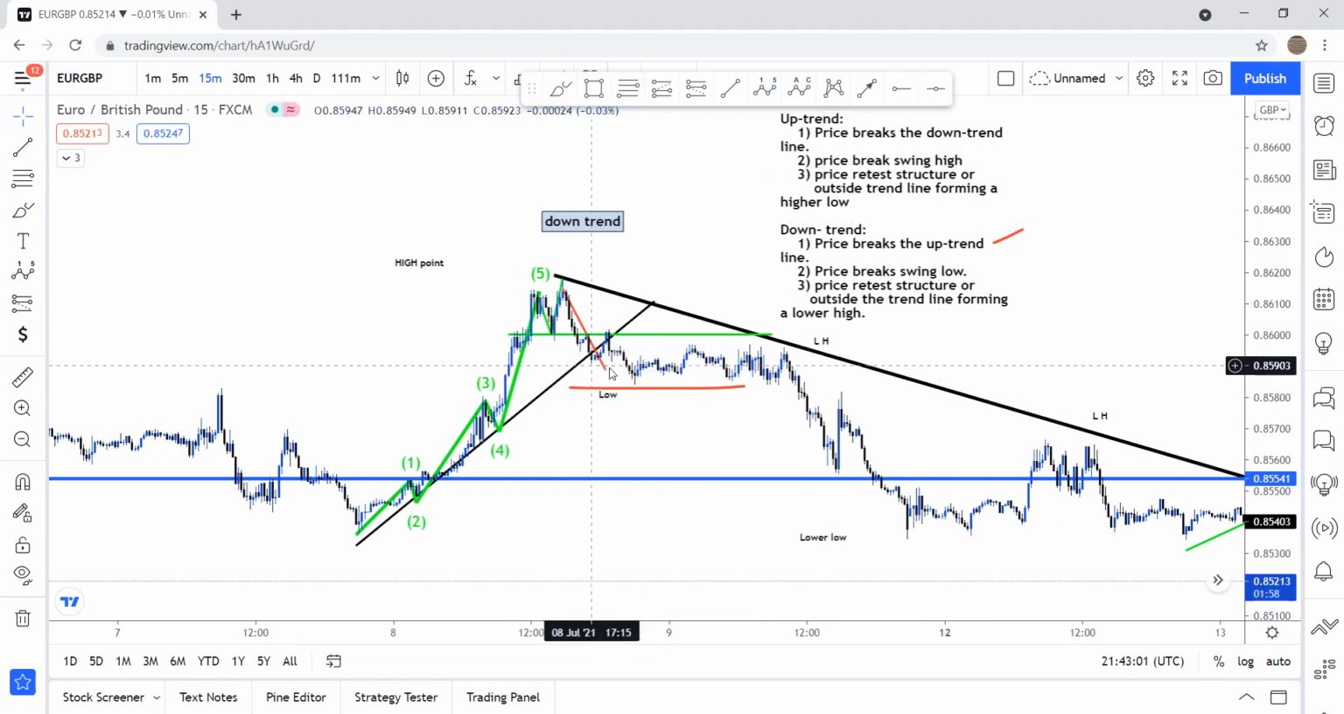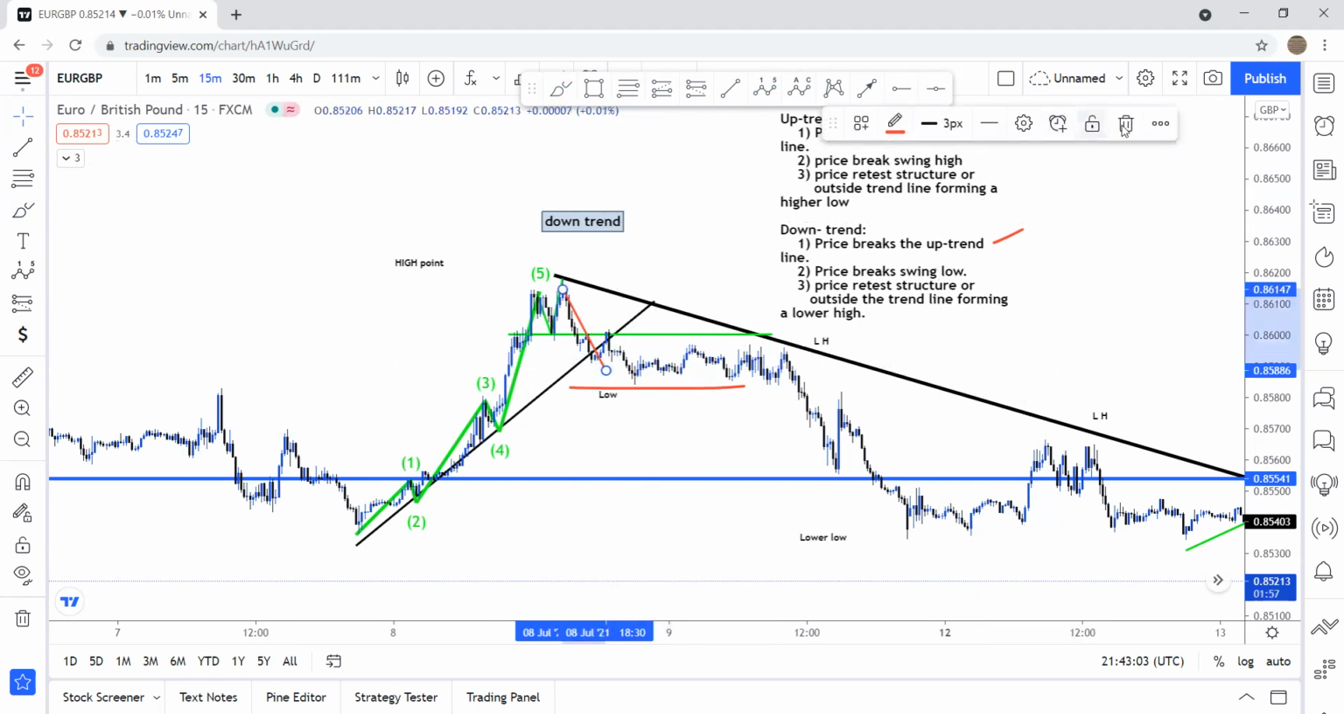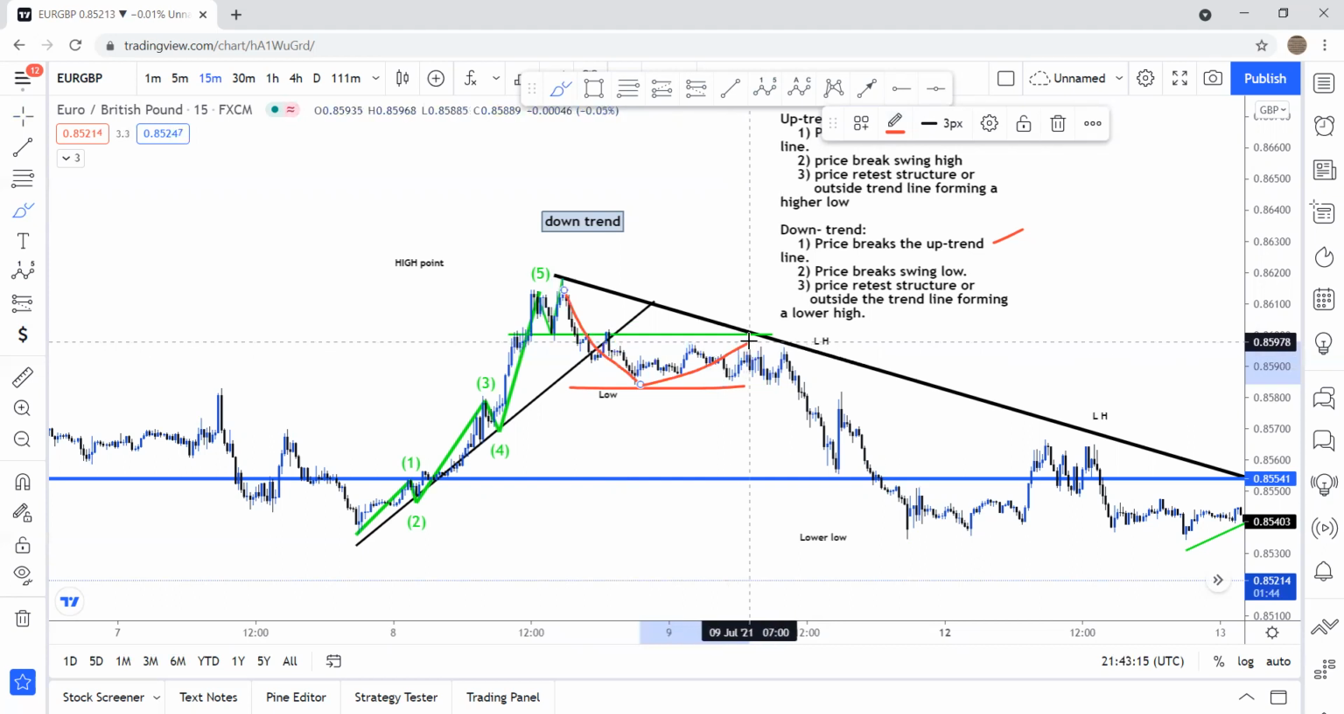Right. Let me just clear this up so it looks better. So anyways, step one, we have price breaking the trend line. It broke the trend line over here. Step two, we have price coming over here as a retest. And it comes over here as a retest to this green structure over here.